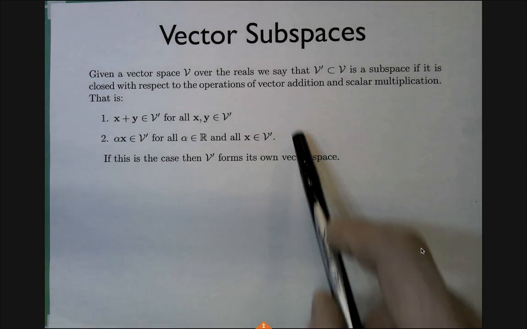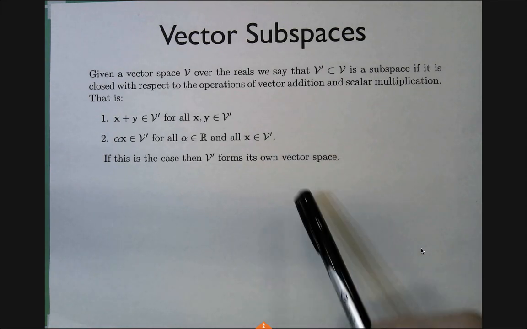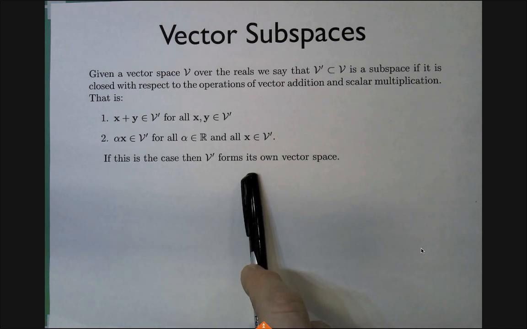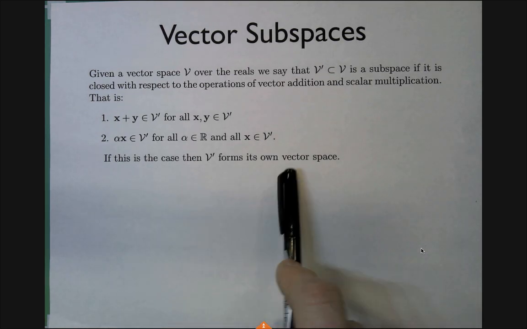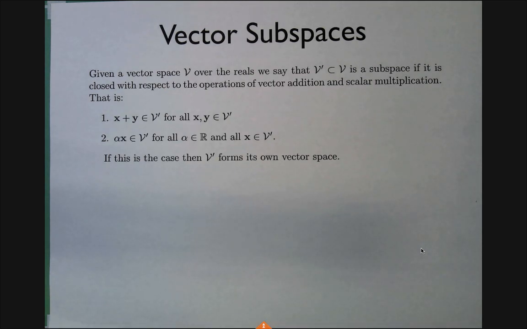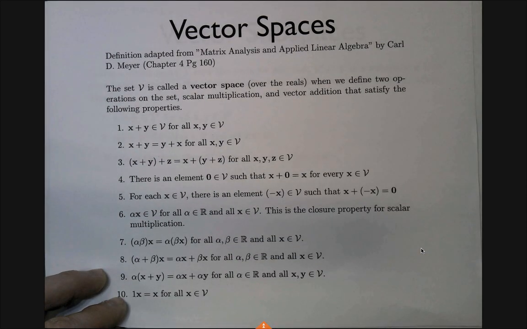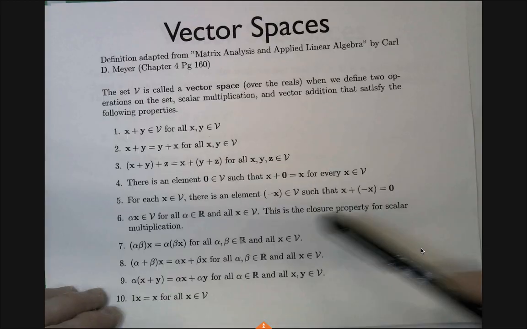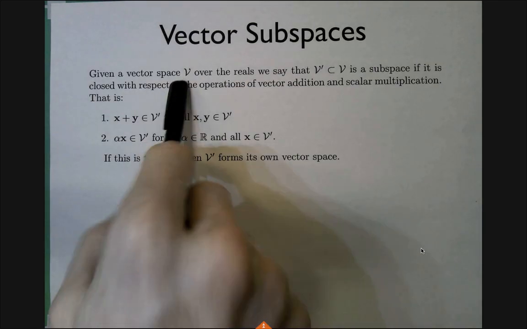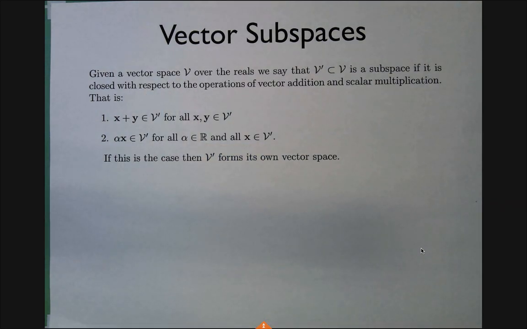And if these properties are satisfied, then we say that V prime is a vector subspace, which means that V prime is actually a vector space by itself. So all these properties apply for it because they applied in the original vector space V, and I restricted it in such a way that the closure properties hold, and all the other ones still hold too, because they held in the space V to begin with.